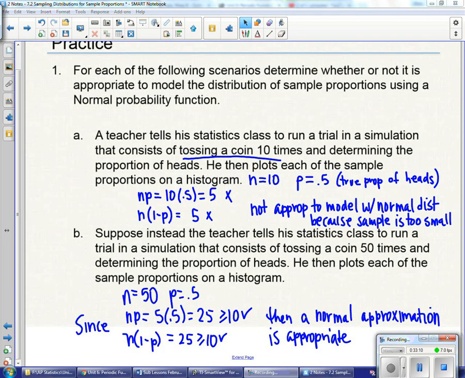Okay, I hope everybody's had a chance to complete these 3 problems. So in number 1, you're asked whether or not it's appropriate to model the distribution of the sample proportions using a normal probability function. So in the first one, the teacher tells the statistics class to run a trial in a simulation that consists of tossing a coin 10 times and determining the proportion of heads. So in this case, our n value is 10, and we know that the proportion of heads, the true population proportion, should be 0.5. Well, if I take a look at n times p and n times 1 minus p, both of those values are too small because both of them have to be more than 10. So I really didn't even have to do those calculations.